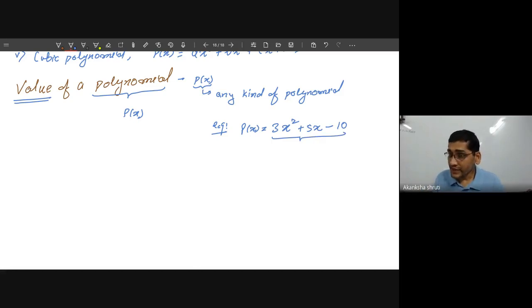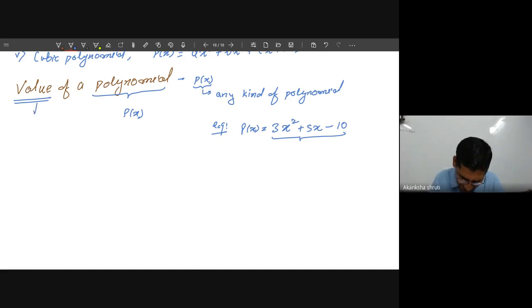For what? For a given value of x. That means when x is taking any specific value, like 1, 2, 3, minus 1, minus 2, minus 3, 0.5, maybe decimal, fraction, or any integer, because x can have any value. But keep in mind, the coefficients have the restriction that they should be real. So while x has any value, at that particular value of x, what is the value of this p(x)?